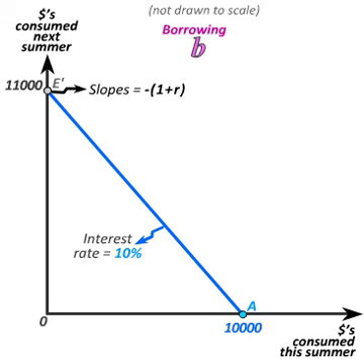Now notice that just as in panel A, this intertemporal budget constraint has a slope of minus 1 plus the interest rate R, where the interest rate R is expressed in decimal form. In our case, our blue line has a slope of minus 11,000 divided by 10,000, or minus 1.1, which is equal to minus 1 plus the interest rate 0.1.